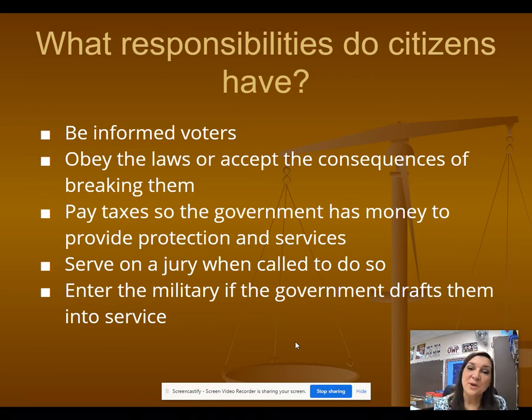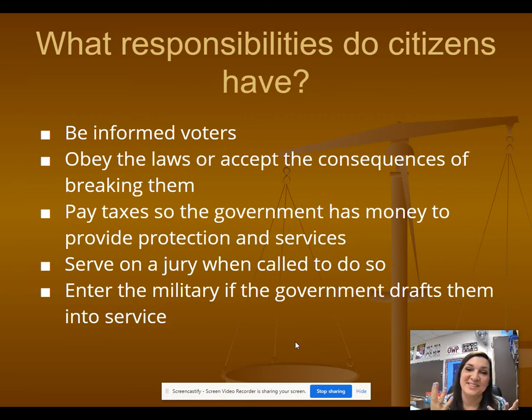Now, along with your rights in a democracy, citizens in every democracy have responsibilities. Probably the most important one is to vote, but not just vote, to be an informed voter. So to know what it is that you're voting for and who you're voting for. Even living in a democracy with lots of freedoms, you still have to obey the laws. If you break the laws, you have to accept the consequences of breaking them. Citizens have to pay taxes so the government has money to provide protection and services.